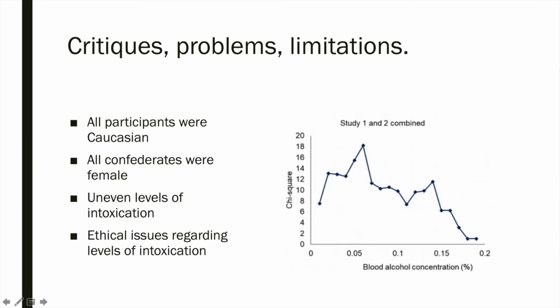So obviously, this being a fairly new area of study, one of the big problems is there's not a whole lot of evidence and other experiments to compare it to. But within the bounds of this study, the biggest problems arose from the fact that all participants were Caucasian, which does not give a fair representation of the population. All the Confederates were female.